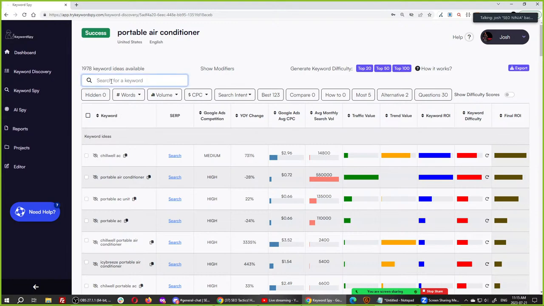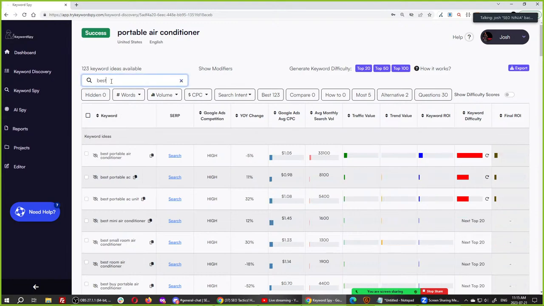And I bet best portable air conditioner is in here somewhere. Here it is, best portable air conditioner. And you can see the ROI for this is really, really low. It's super competitive. And it's not so great. Best portable AC is a much better one. And best portable AC is up this year. And they bid almost the same amount on it. You know it makes money. So again, you don't know what the super great keywords are until you search. You don't know what they are until you search. Okay.